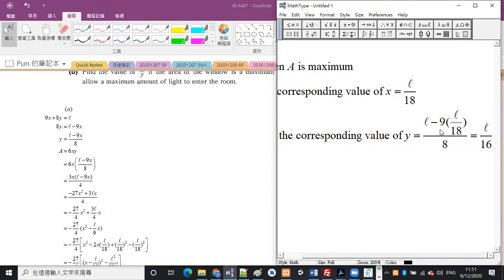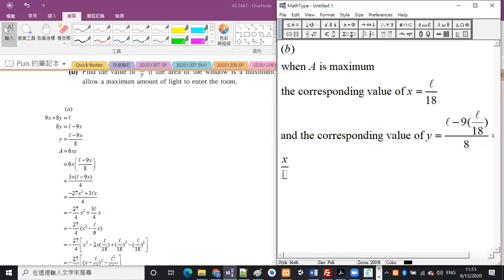So x is equal to L over 18 and y is equal to L over 16. And the question asks us to find the value of x over y. We can answer the question easily. x over y is equal to L over 18 and then over L over 16. Okay, that should be equal to 16 over 18. That is 8 over 9. That is the answer.